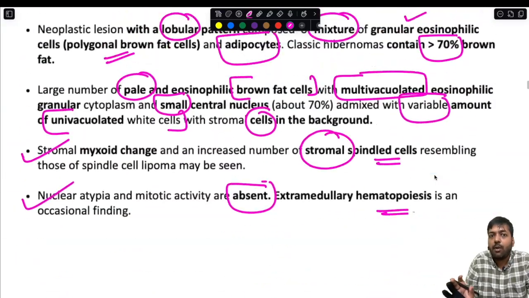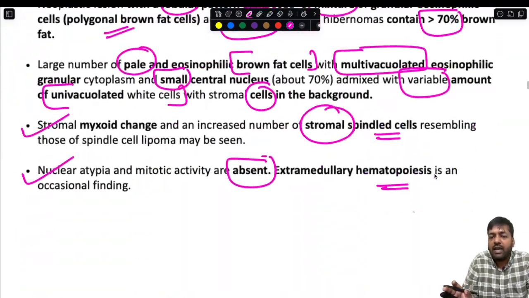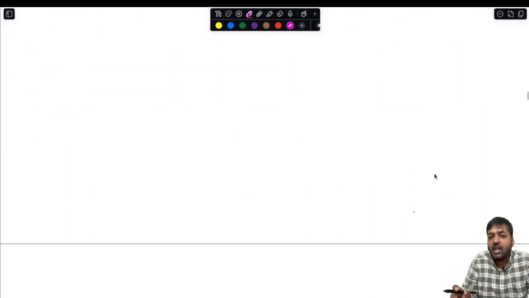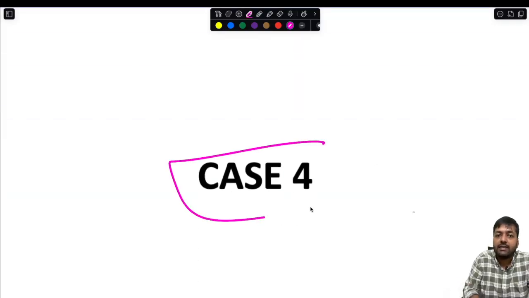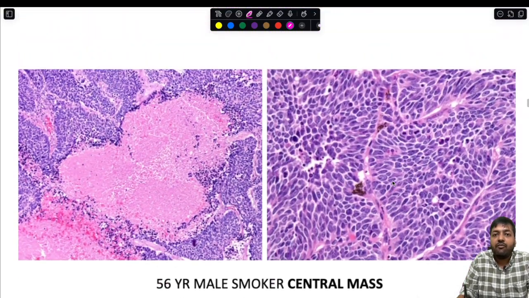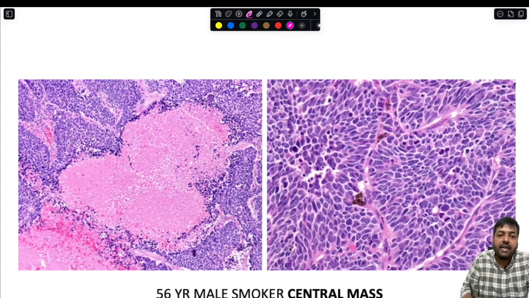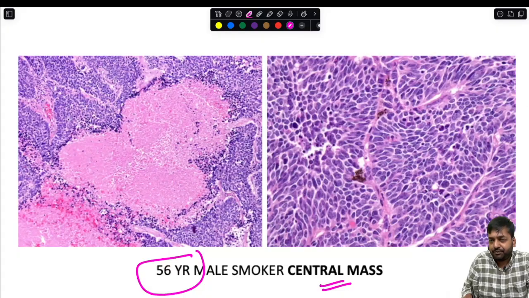Okay, so this is all about your hibernoma. With this we have completed the discussion. Now we go to the next case, case number 4. Case number 4 is again a very important case. It is a 56-year-old male smoker with a central lung mass. So what is the diagnosis?